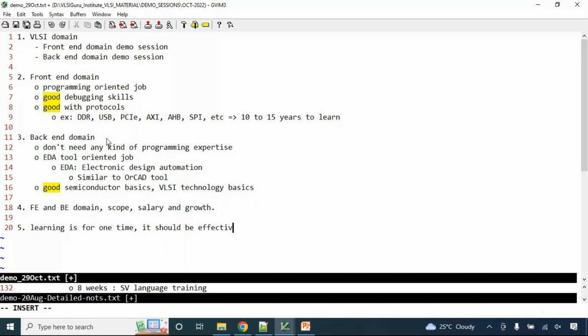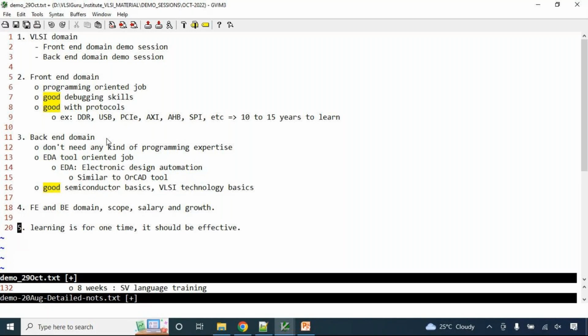What do you mean by this? Next year, same time 2023, you have completed training. I'll give you 10,000, you come and join the training. You won't join the training. Why? Because you already underwent it. If someone tells you, I will again teach you Verilog, again teach you SystemVerilog, for you it's a waste of time.